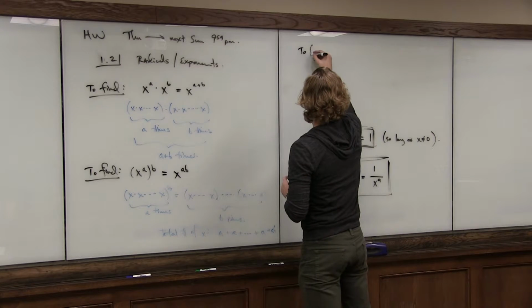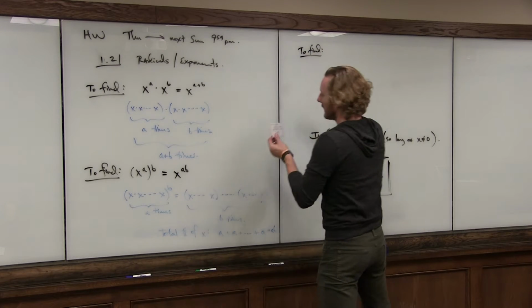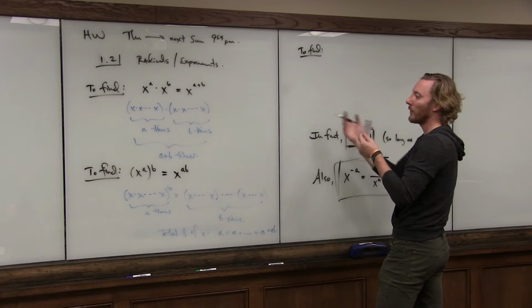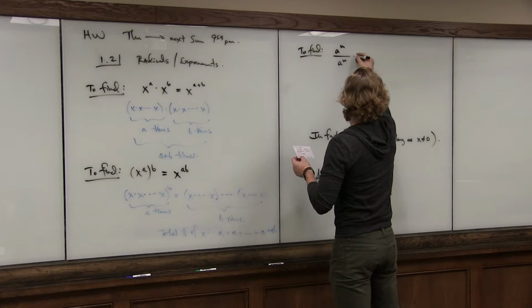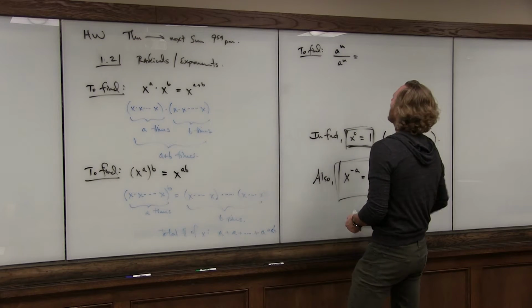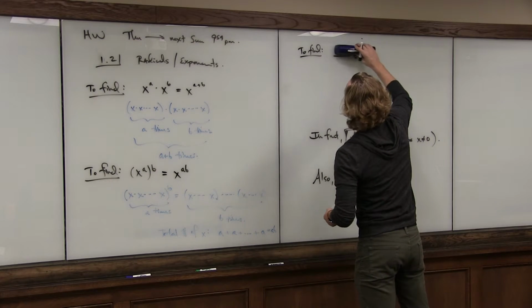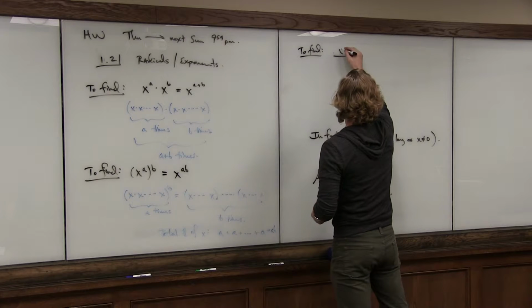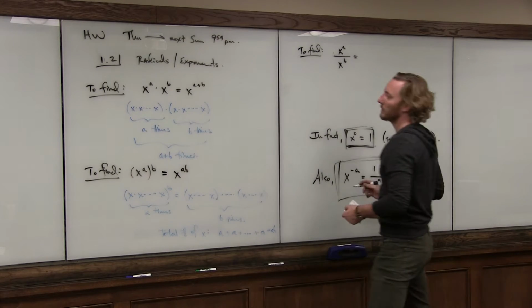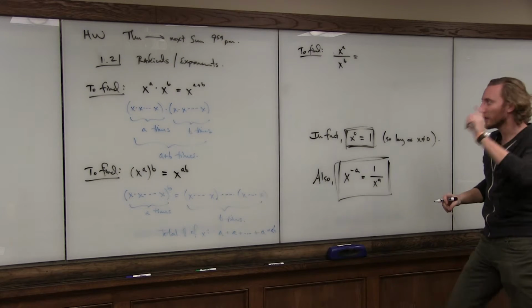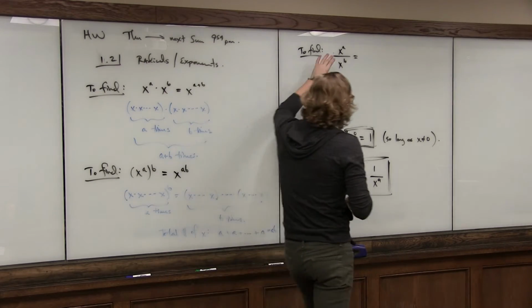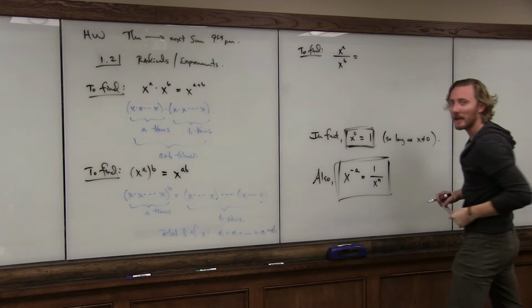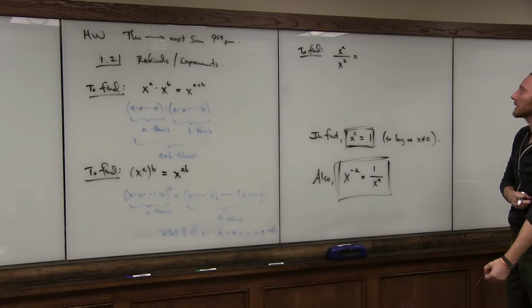Another fact that follows very naturally from the facts that we've seen here. X to the a over x to the b. Now here, instead of the terms with exponents being multiplied as they were previously, we have terms with exponents being divided. How are we going to deal with this?